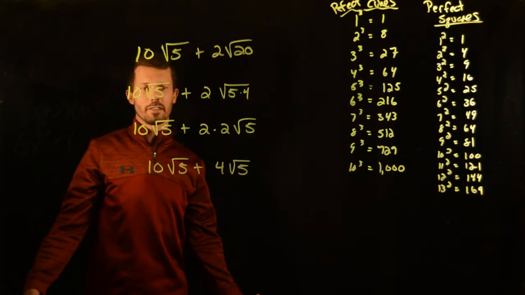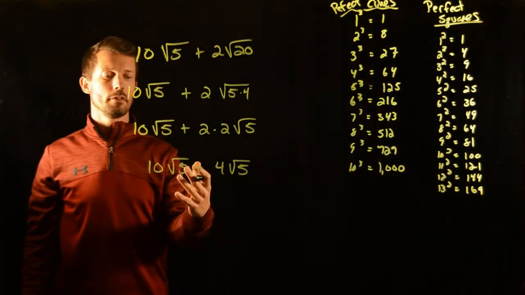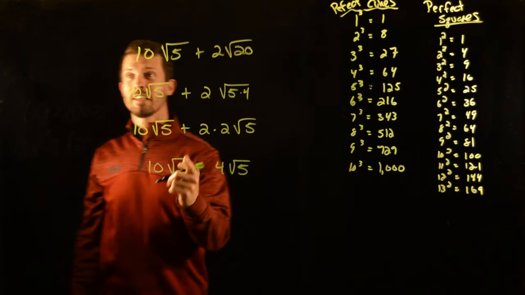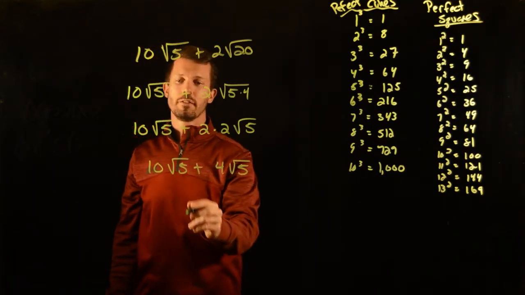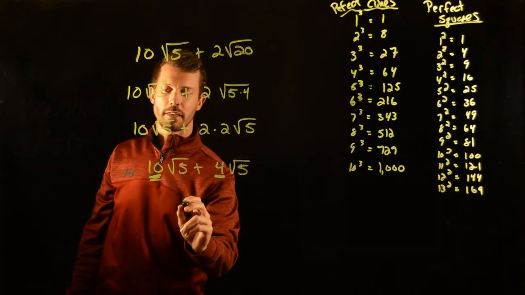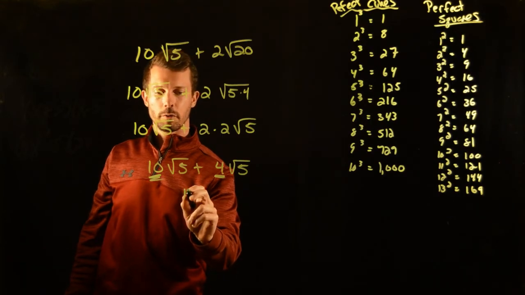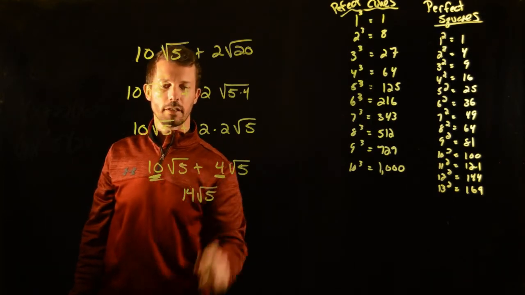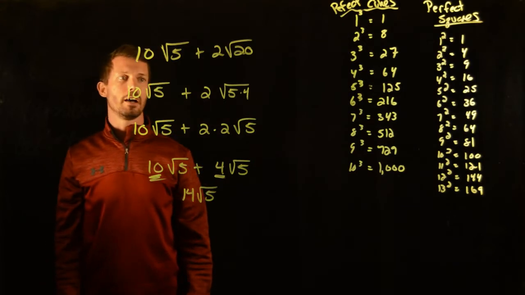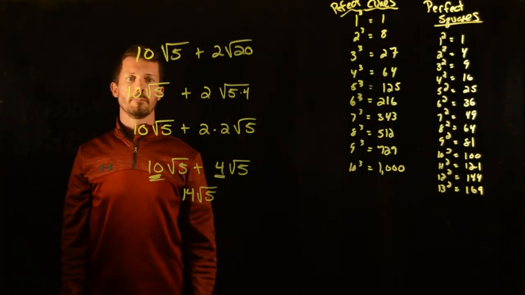Alright, so now look at this. Do I have like terms? Not like terms, but like radicals. Yes, I do. I have a like radical of root 5 and root 5, so that means all I have to do is combine the 10 and the 4, which would be 14. So your final answer would be 14 times root 5, and you're all set.